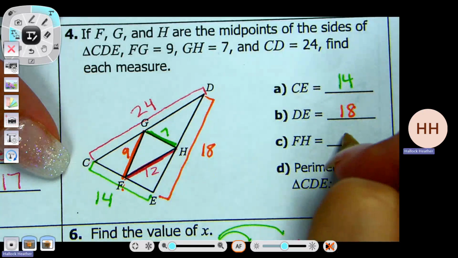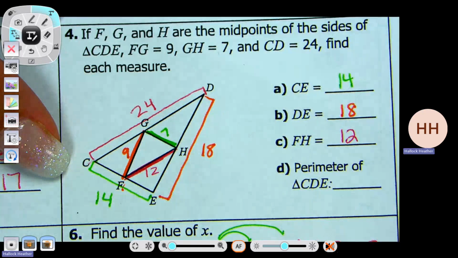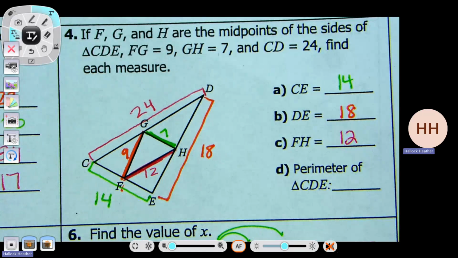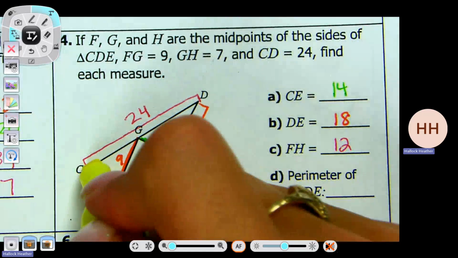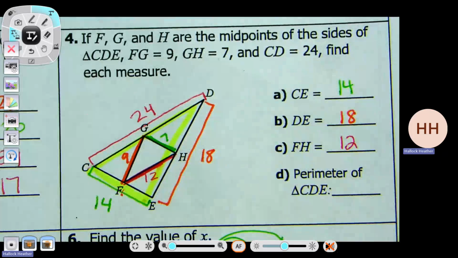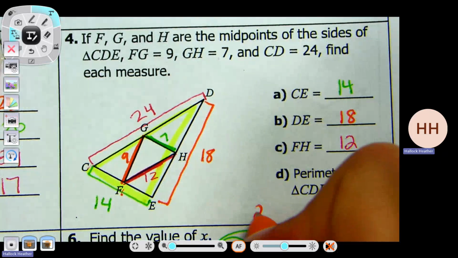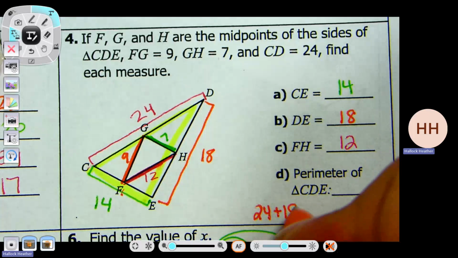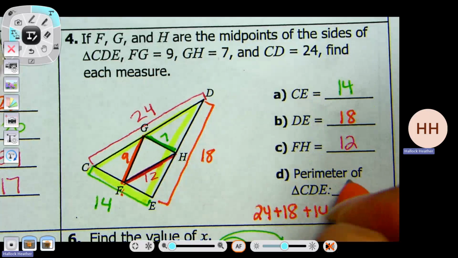The last question is you want to find the perimeter of the entire triangle. It says find the perimeter of CDE. So you're not using every single number. You're adding up all the outside numbers. So 24 plus 18 plus 14. Guess you got that answer.